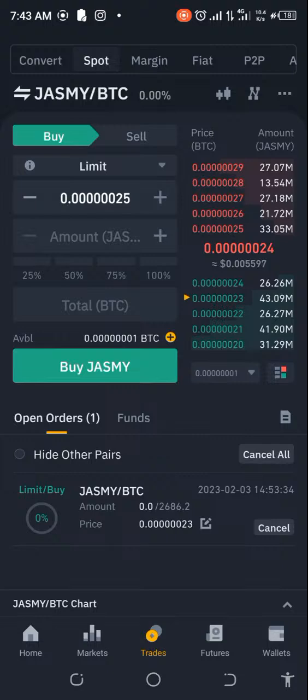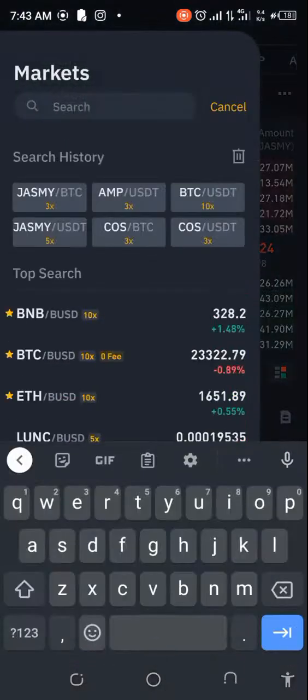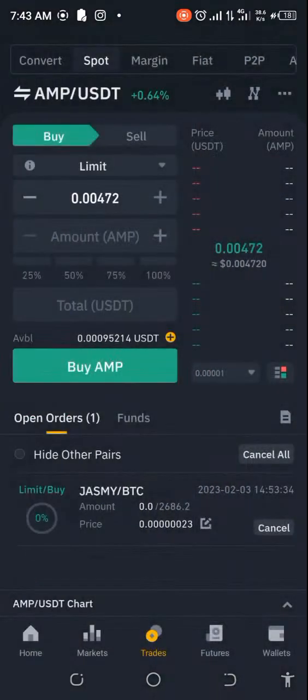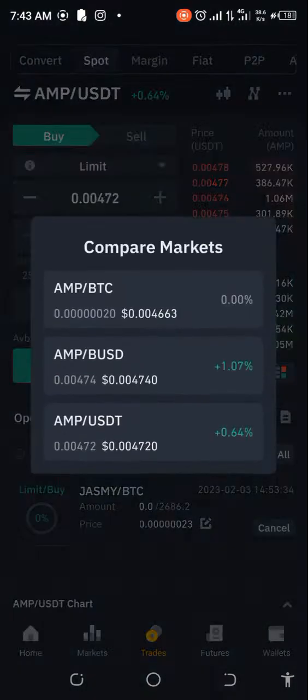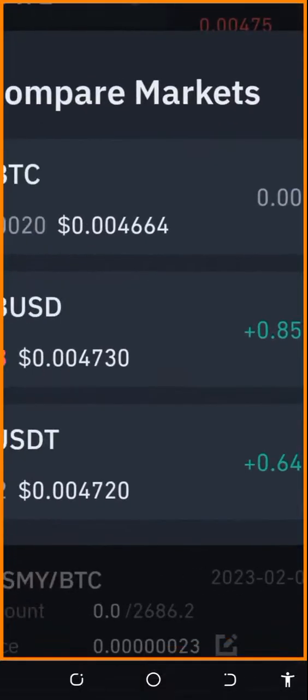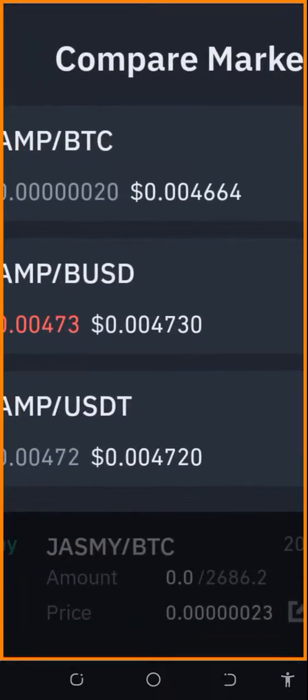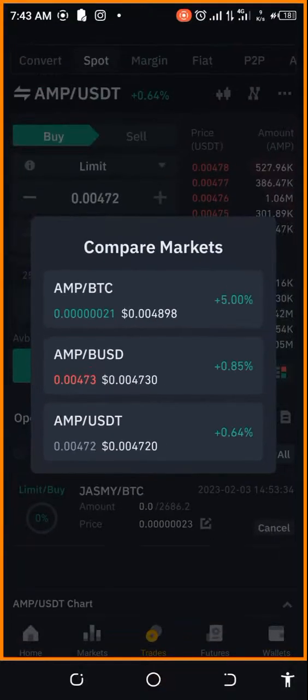So what I'm looking at right now is to cancel this particular trade and then go ahead and try to buy AMP with BTC. Let me see whether we have an opportunity there. I think we have that. So there's an opportunity at 0.4664, and then we can sell that to USDT at 0.00472. Let's go ahead and try that.